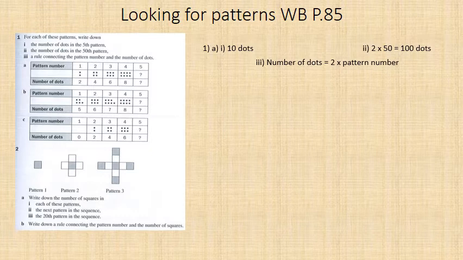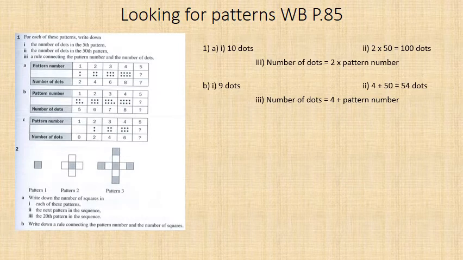So for the fifth pattern, I'm just adding 1 to the 8, which is going to be 9. Or add 4 to the pattern number, which is 5 plus 4 equals 9 dots. The rule connecting the pattern number and the number of dots means that I'm adding 4 to the pattern number to get the number of dots. So it's very easy to get the 50th pattern. For the 50th pattern, I'm adding 4, so it's going to be 54 dots.